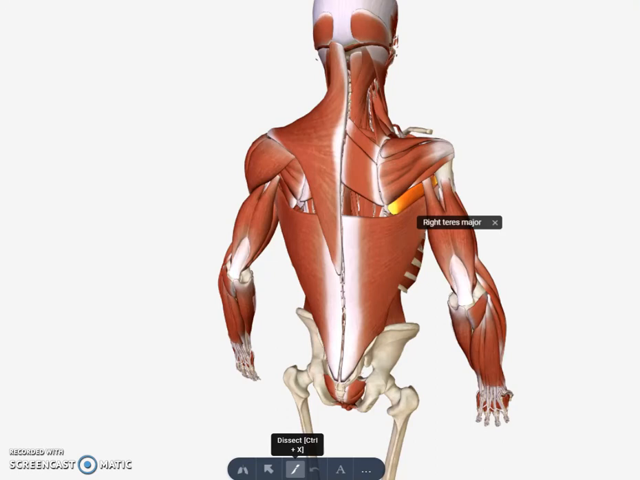This is teres major. It adducts and medially rotates the humerus. The origin is the scapula, and the insertion is the humerus. This is the teres minor. It laterally rotates the humerus. The origin is the scapula, and the insertion is the humerus.